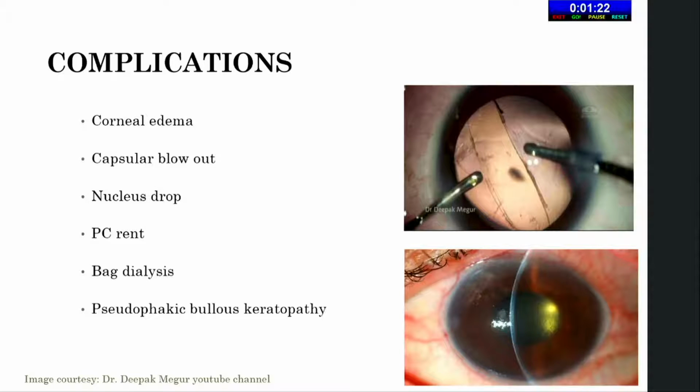The complications, due to the condition of the endothelium in these kinds of patients, include a risk of corneal edema post-operatively, leading to pseudophakic bullous keratopathy. They can land up in that if proper care is not taken. During the surgery, there can be a capsular blowout because of the thin capsule, resulting in a nucleus drop. There can be a PC rent at any stage, even during the IA, because of the thin capsule. If the zonules are weak, even before anything is done, a zonular dialysis can happen.